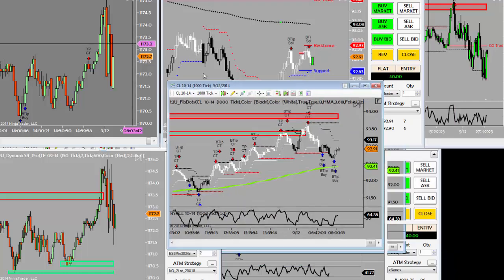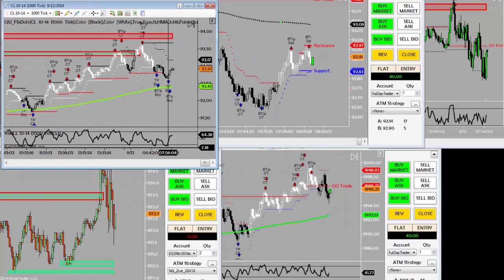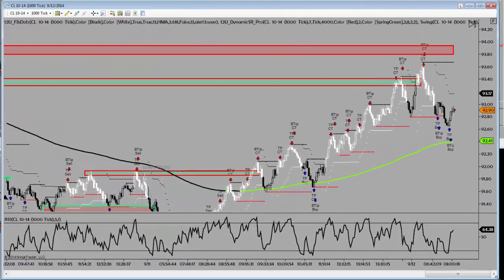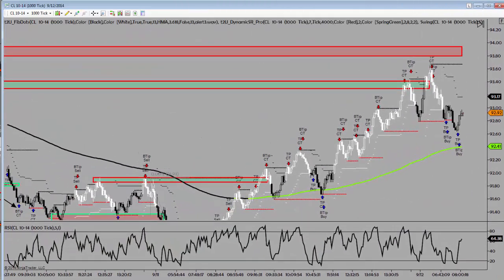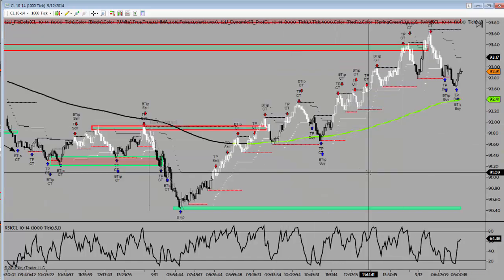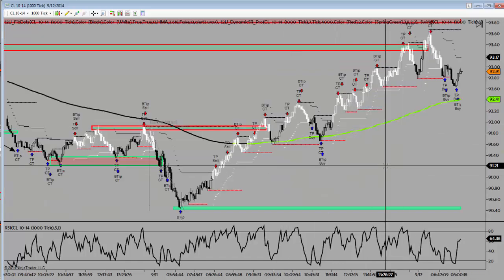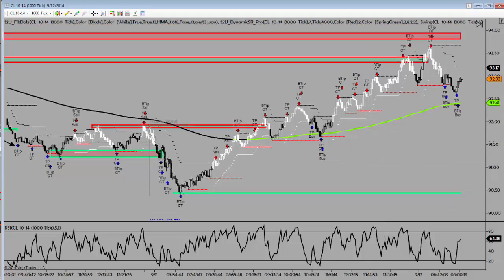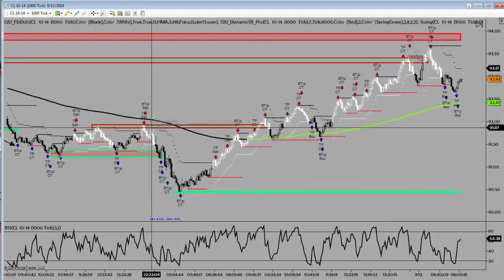So gang, as we get started here, let's take a look at the 1000 tick chart. I've got the DSR levels applied, and we want to focus in on a couple of key price points. Man, crude oil popped big time yesterday. As we started yesterday's session in crude oil, we took a look at the potential.